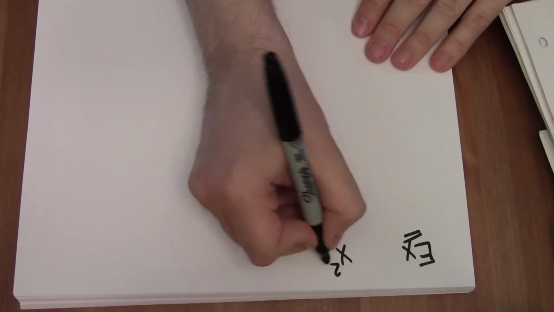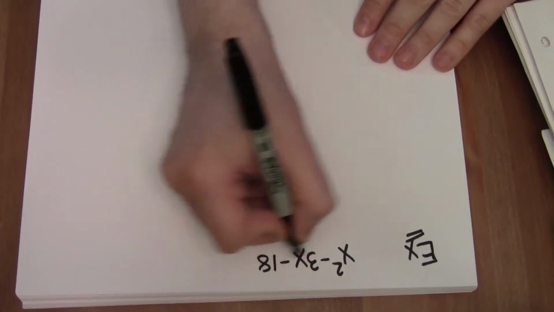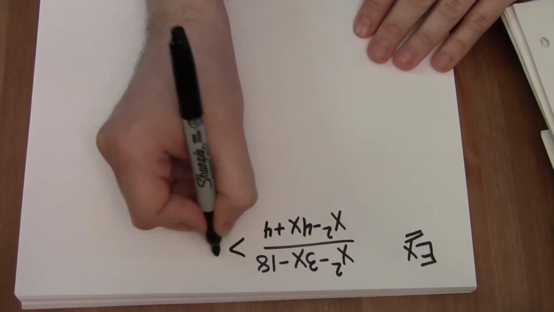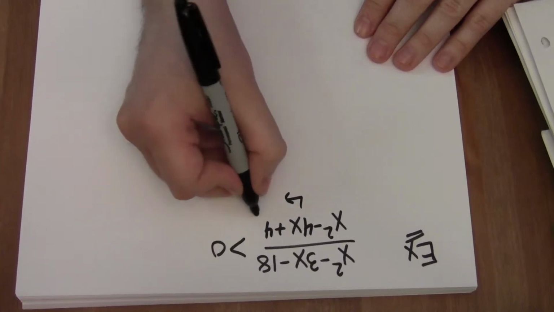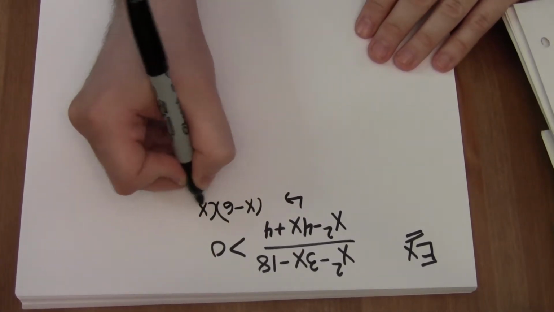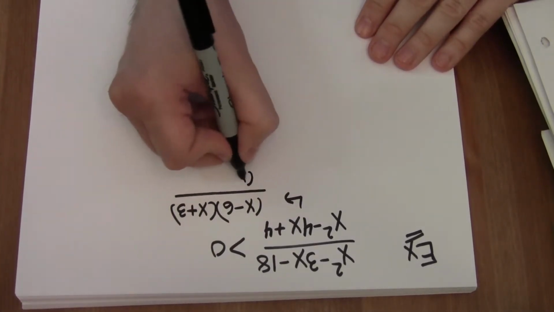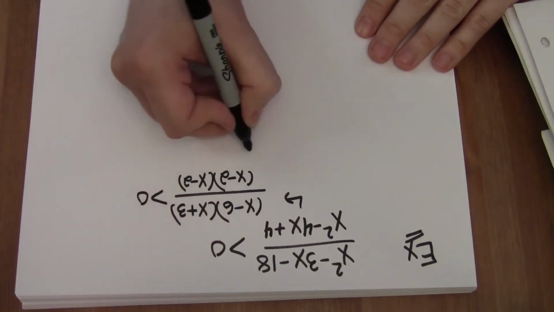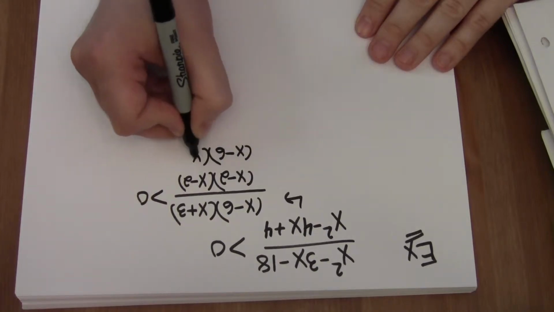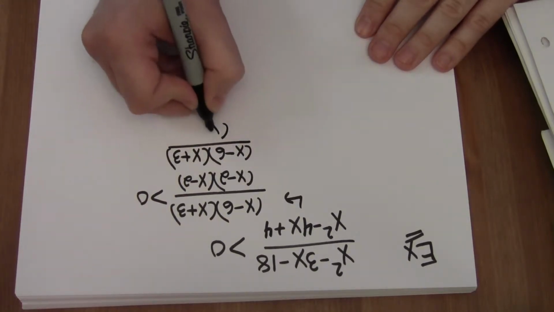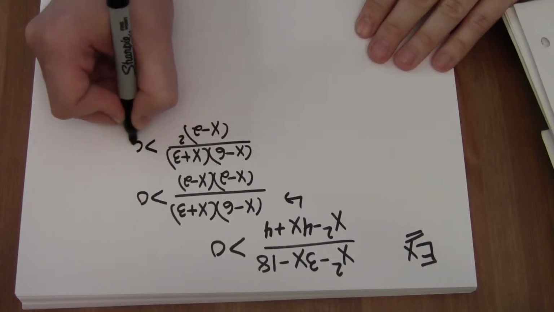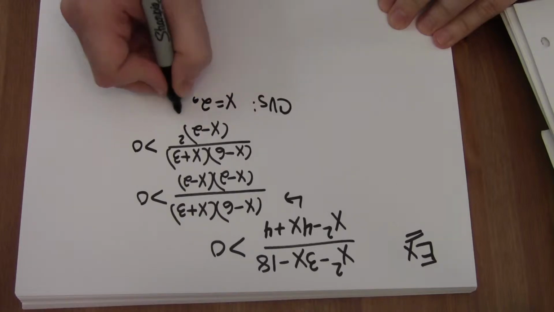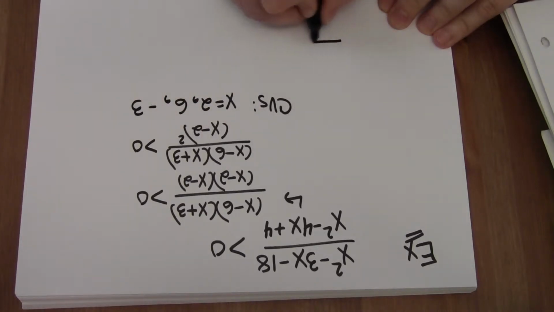Next, let's look at (x² - 3x - 18) over (x² - 4x + 4) is greater than 0. Factoring, this gives me (x - 6)(x + 3) over (x - 2)(x - 2) greater than 0. And actually, I'm going to just rewrite this as (x - 6)(x + 3) over (x - 2) squared is greater than 0. Our critical values occur at x equals 2, 6, and -3.